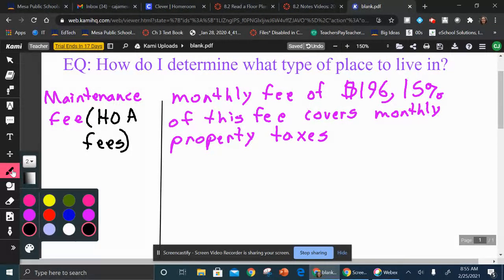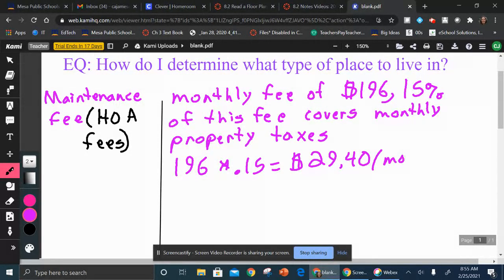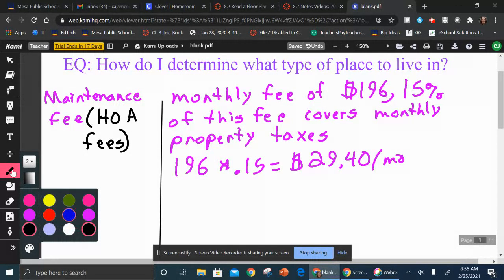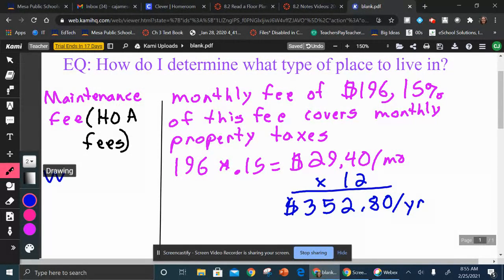Okay, so we're going to go ahead and multiply. Okay, so we're going to multiply the 196 times 15 because we want to figure out what's the yearly property taxes. So we get $29.40. That would be per month. We go ahead and multiply that times 12. So we get, so our yearly property taxes are $352.80 a year. Okay, so that's our annual property taxes.